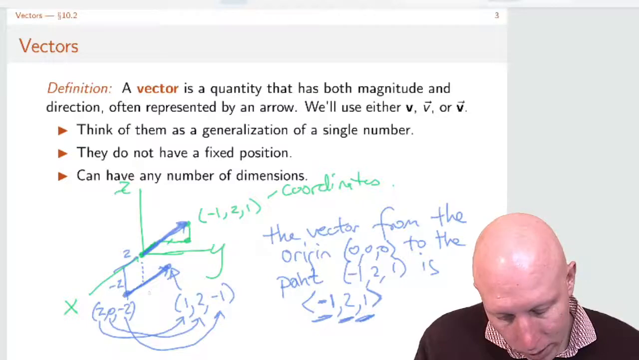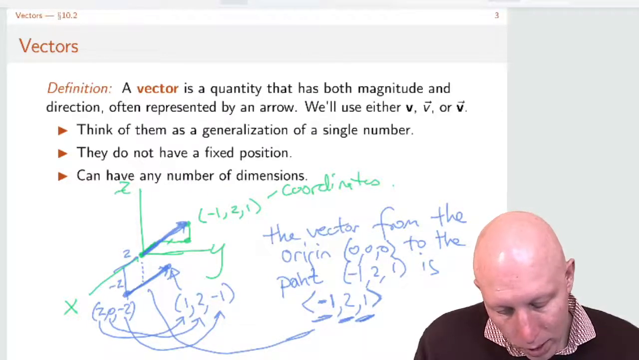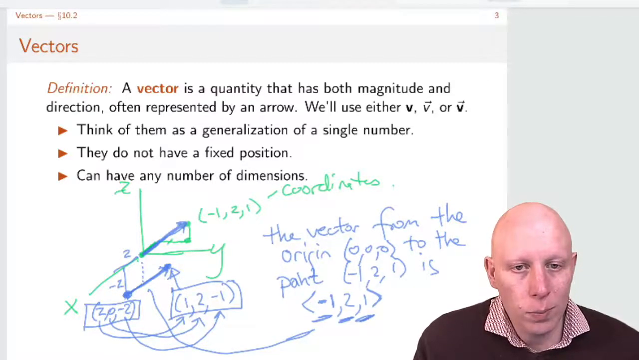So this is the same vector, -1, 2, 1, but when you put the tail of the vector here at 2, 0, -2, then the head is at 1, 2, -1.